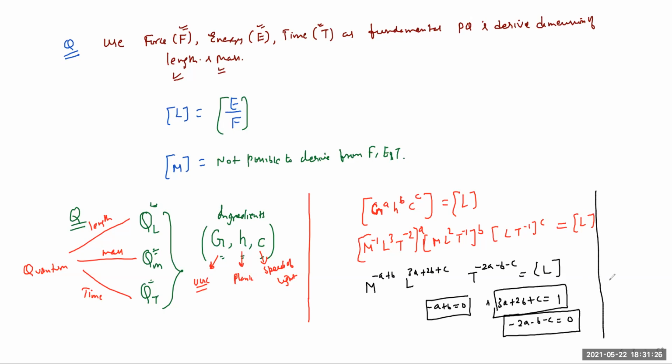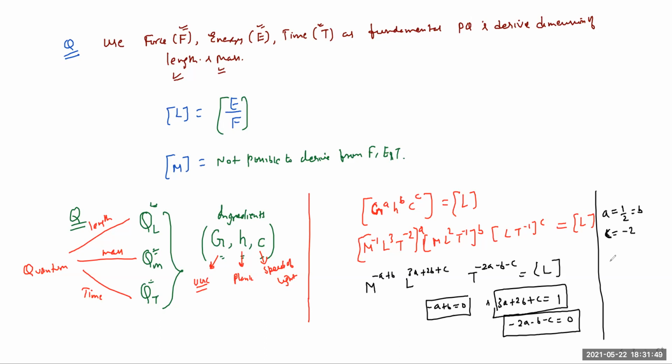Sir, I got the answer for length. So what is A, B, C? First tell me. Sir, A is 1 by 2, B is 1 by 2, and C is -2. C is -2. Yes. Okay, fine. Okay, no problem.